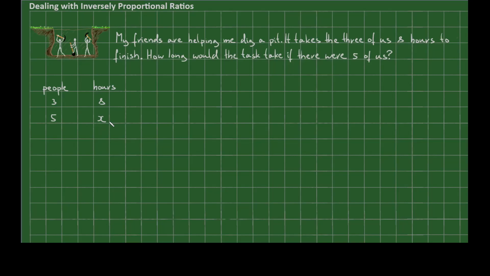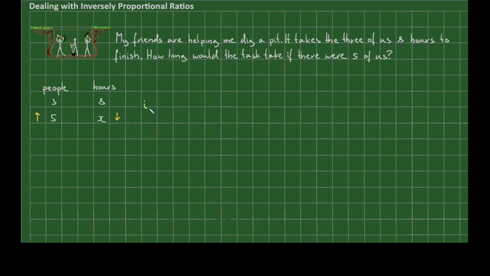Comparing these two ratios, I can see that the number of people has increased, and I need to figure out what will happen to the number of hours. If I have more people doing the job, chances are that the job will take less time, and so the number of hours is going to decrease. The two variables are moving in the opposite direction. Therefore, this is an inversely proportional situation.